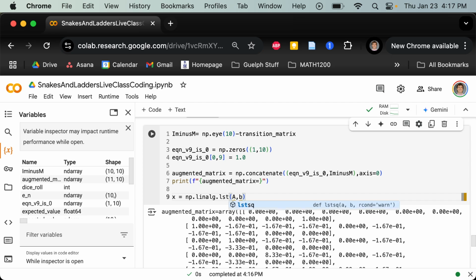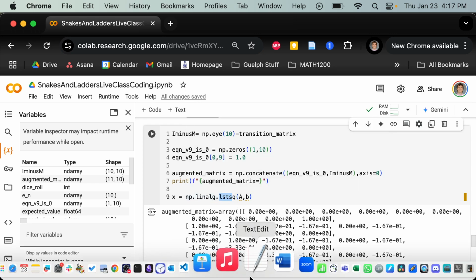lstsq. lstsq. Does anyone know what lstsq stands for? Not a common word you see in everyday language. Anyone want to take a guess? Here, you have a guess, or are you scratching your chin? It looks like least squares. It is least squares. That's exactly what it is. So np.linalg.solve will try to solve the system. np.linalg.lstsq, which is this command, will try to find the closest vector.